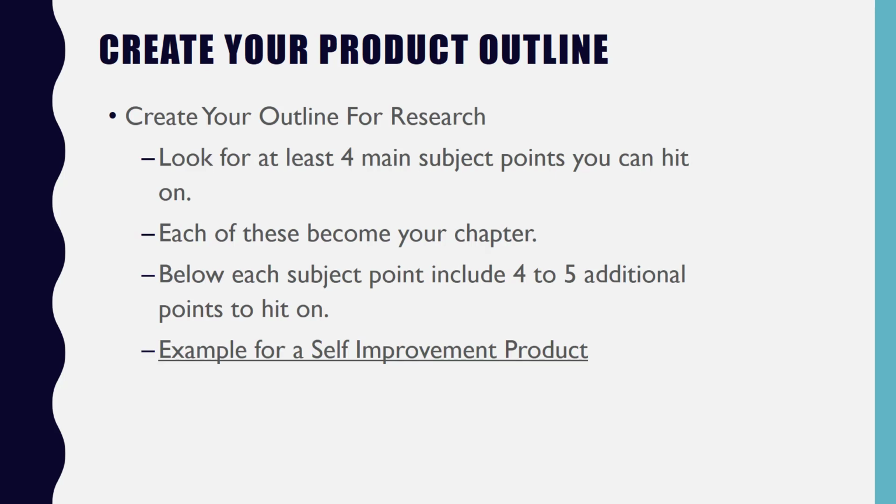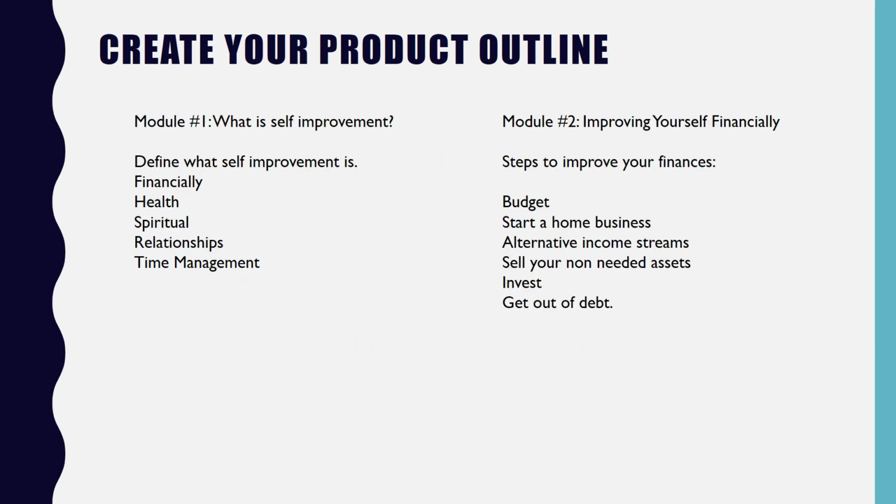And here's a great example of how this works for a self-improvement product that you can actually implement. So the first part is module number 1. This is where I went over what is self-improvement. I always start with kind of an introduction, as you guys saw actually with my product. So module number 1 or chapter 1 or video number 1, we would cover the topic of what is self-improvement. And it's in this section that I would define what self-improvement is, and then I'm going to identify the 4 to 5 main subject points that I'm going to hit on. These subject points are going to eventually become our chapters or our video lessons that you see here.